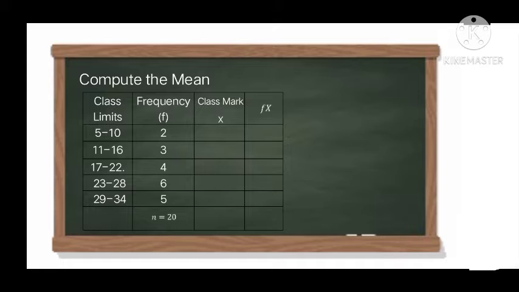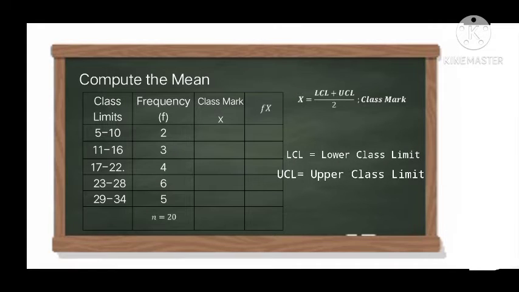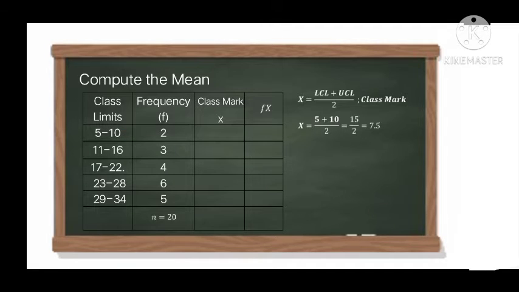So we make a frequency distribution table out of the given data. We have 4 columns, which are the class limit, the frequency, the class mark, and the product of frequency and class mark. Now we're going to find first the class mark of each class. To find the class mark, we're going to use this formula. Capital X is equal to the lower class limit plus the upper class limit divided by 2. In this class, the lower class limit is 5 and the upper class limit is 10. So we have 5 plus 10 divided by 2 is equal to 15 divided by 2 is equal to 7.5.